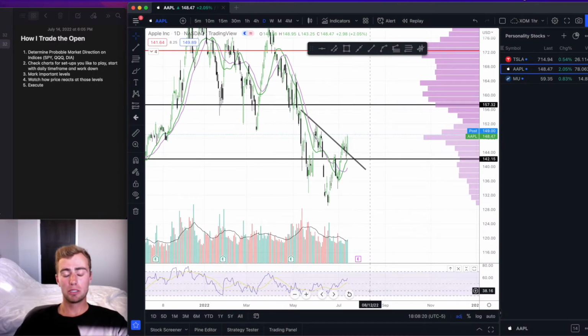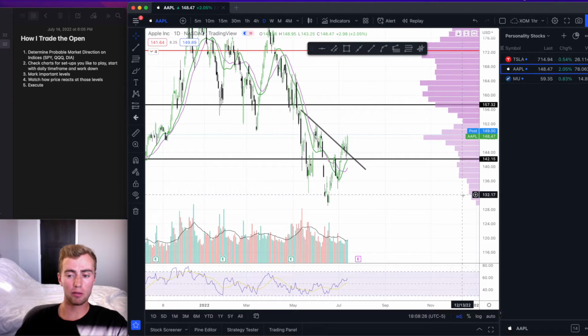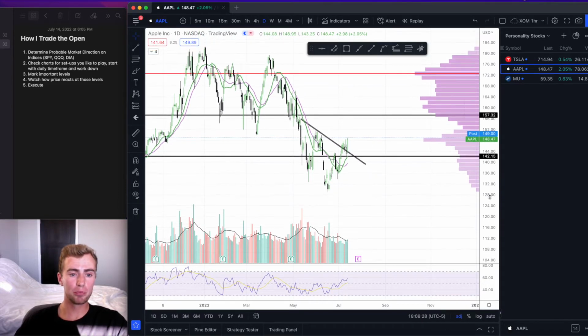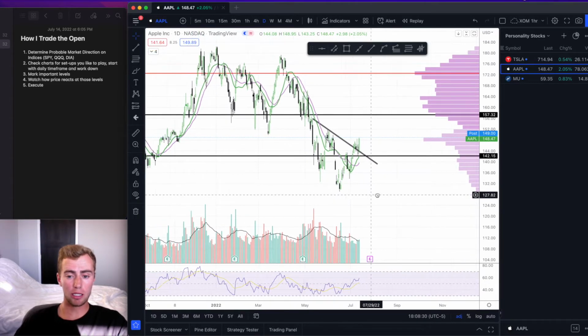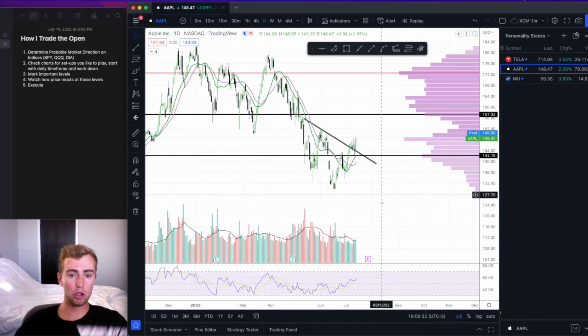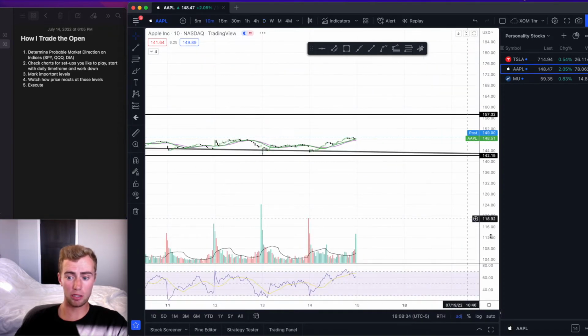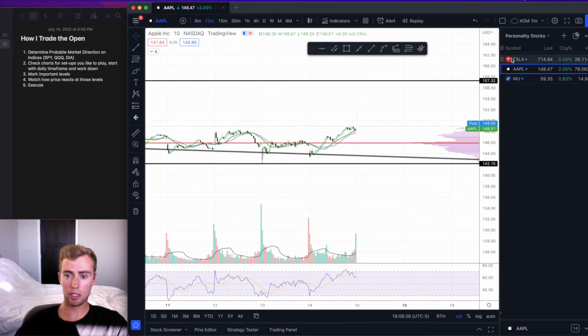Today we are going to be talking about how I personally trade the open. This is how I like to trade the open. This is how I have learned to trade the open. I know a lot of prop traders also trade the open in a similar way to this. So let's get right into it.